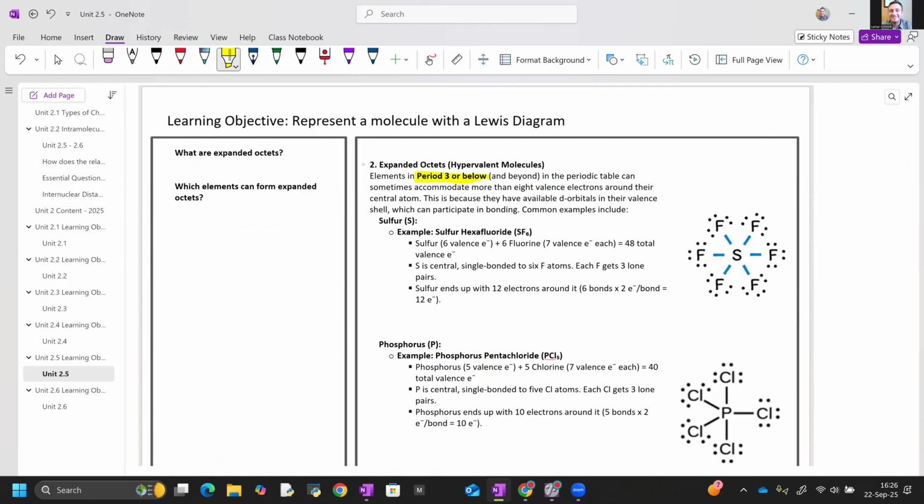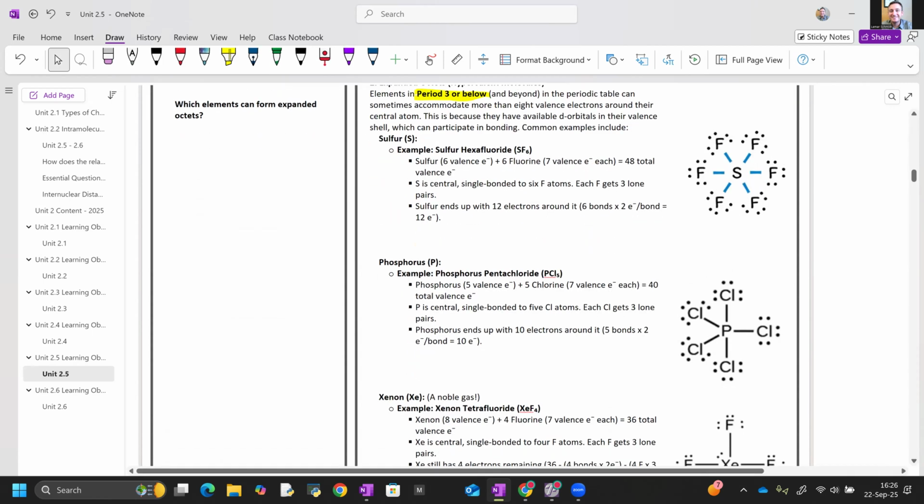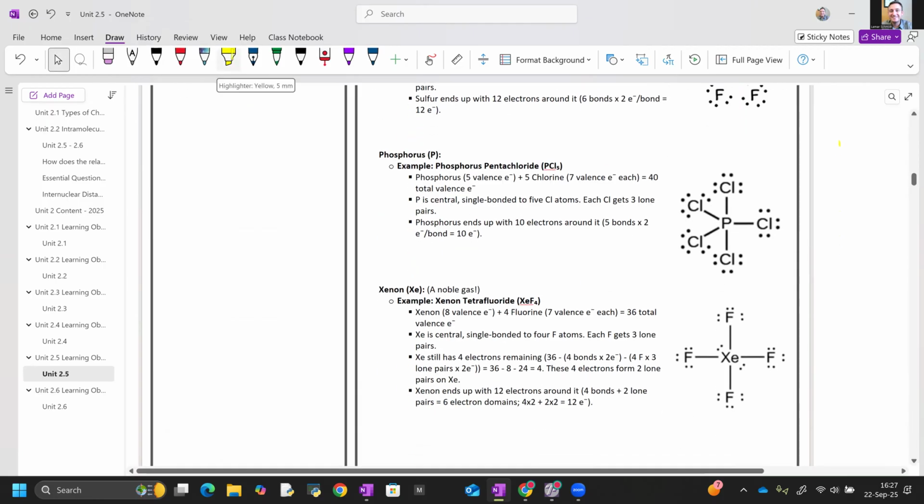And we see some examples for sulfur hexafluoride, phosphorus pentachloride. Here in sulfur, we see 2, 4, 6, 8, 10, 12 electrons around sulfur. That's much more expanded than 8. And then we see also in phosphorus 2, 4, 6, 8, 10. In xenon, we see 2, 4, 6, 8, 10, 12. And notice how they show the lone pair on there. And we're going to show some examples of that here in a second.